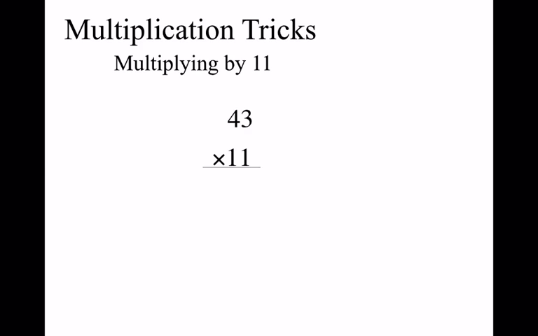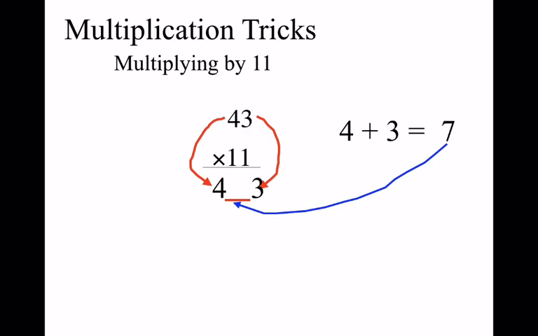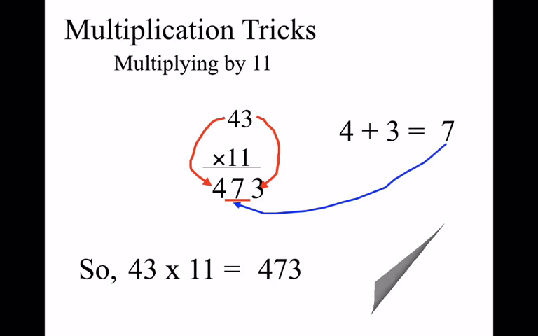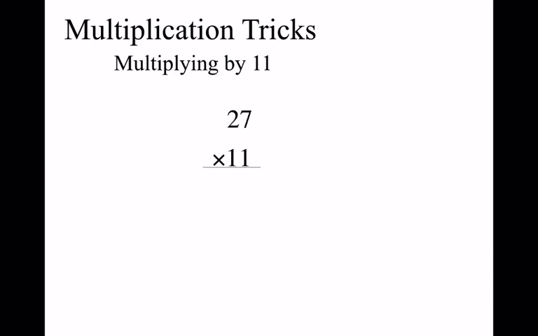So the typical way that this trick works is we're going to split up the outside digits. Well, we have two digits, so the 4 is one outside digit and the 3 is another outside digit. And then the sum of those two digits will be the digit that goes in between those two. So the sum of 4 and 3, of course, is 7. And so if we input that digit in between those two, we can see that 43 times 11 is 473. Very simple. I would like all of you to try this one.